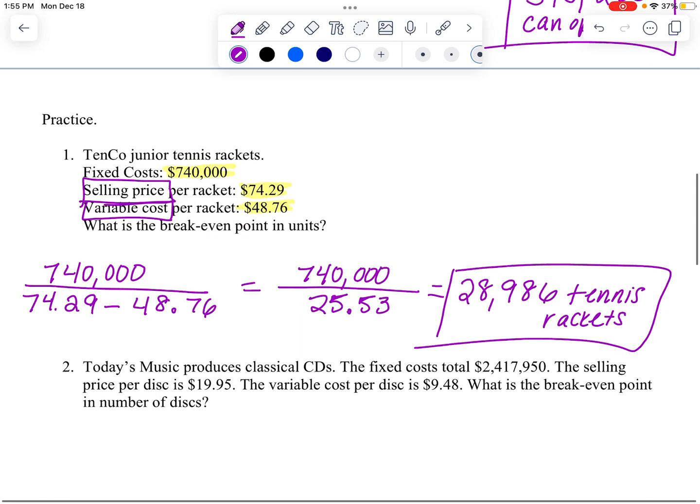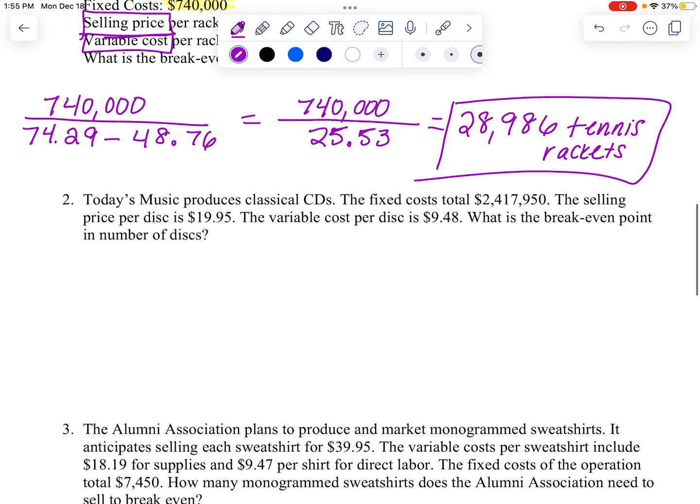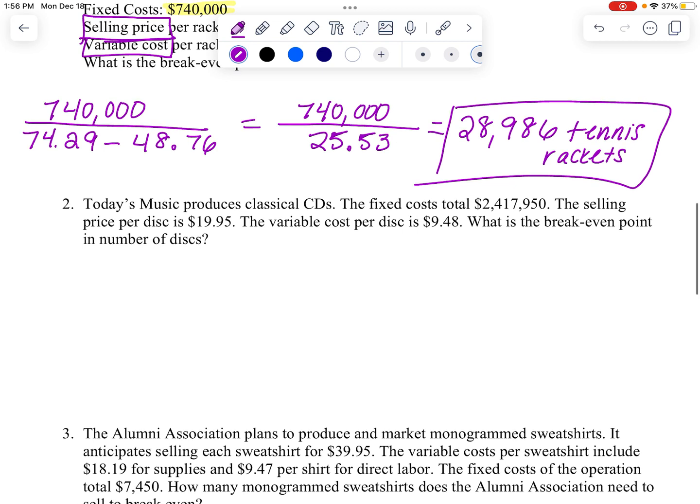That's our answer there. Okay, moving on. I'll leave it up if you're still writing. I'm going to read the next one.